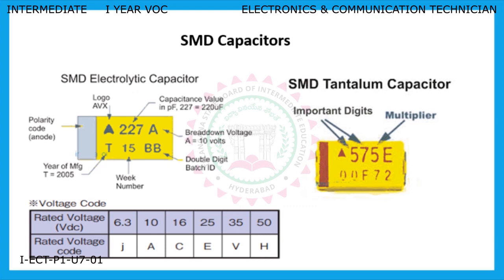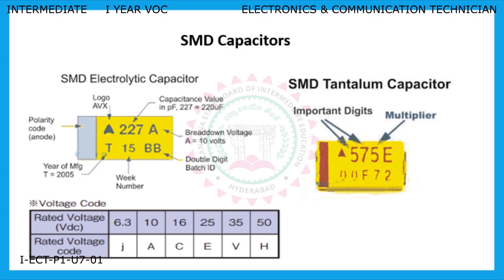voltage codes like this. J will indicate 6.3 volts. A will indicate 10 volts rated voltage. C will indicate 16 volts DC rated voltage. E will indicate 25 volts DC rated voltage. V will indicate 35 volts DC rated voltage. H will indicate 50 volts DC rated voltage.